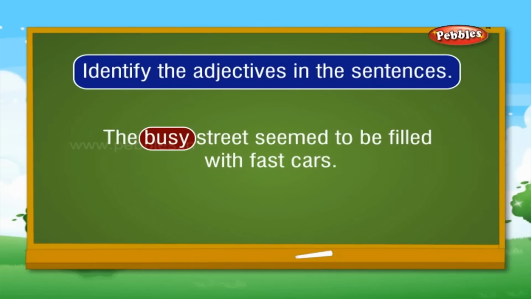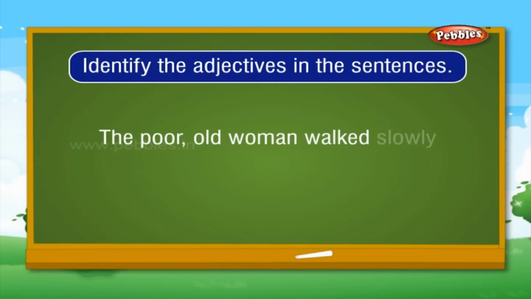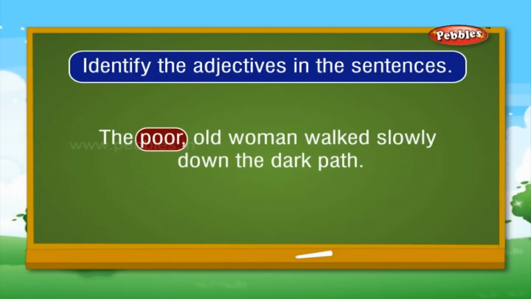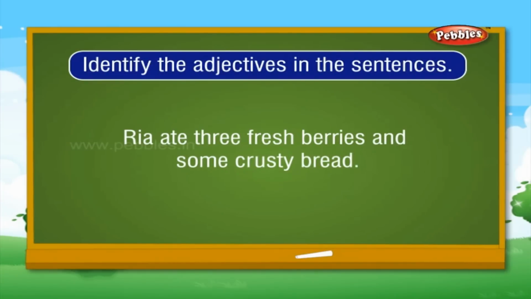Busy, fast. The poor old woman walked slowly down the dark path. Poor, old, dark. Ria ate 3 fresh berries and some crusty bread. 3, fresh, crusty.